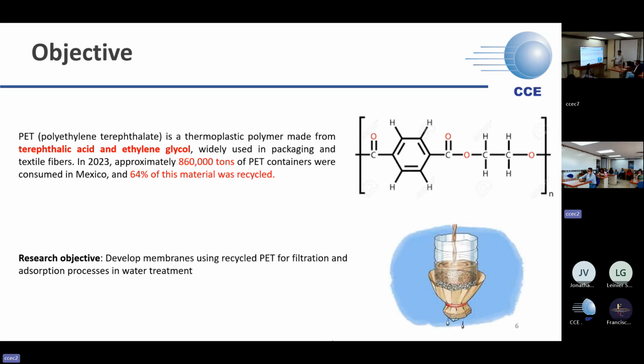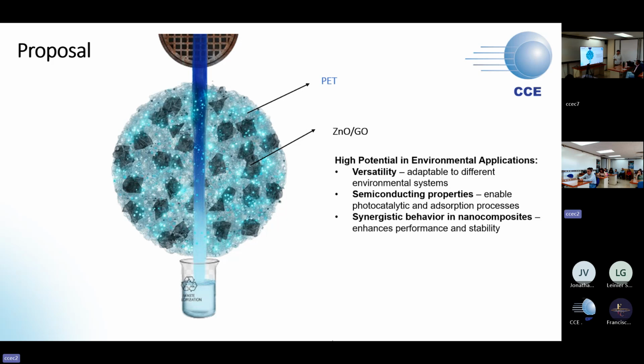And basically, the idea is this: to form the membrane and pass the water through it in order to achieve clean water. But not only by a filtration process, we also want to reuse the materials that we have developed before in order to not only filtrate, but also to adsorb the pollutants.